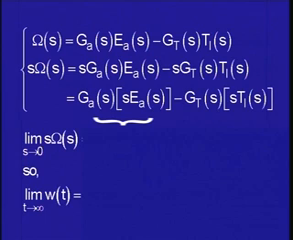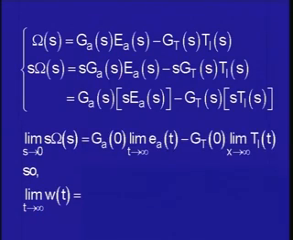Now if Ga of 0 is not infinity, that is I can put s equal to 0 in Ga of s without getting into any difficulty, that is there is no infinity occurring, then I can write this as Ga0 multiplying the limit as s tends to 0 of s Ea s. But what is that? That is the final value of the applied voltage, or in other words it is limit as t tends to infinity of Ea of t minus Gt0 limit as t tends to infinity of Tl of t.